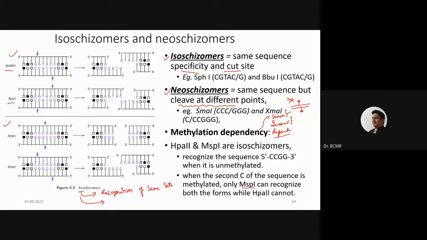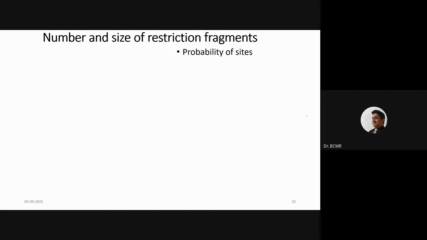Methylation dependent means the restriction enzyme can cleave only if its target site is methylated. If it is not methylated, it cannot cleave. The example I gave is DpnI. All these things are important for our analysis, so try to remember them. And we discussed the probability of sites. 4 base cutters will have a higher probability, whereas 6 base cutters will have less, and 8 base cutters, for example, will be even less.